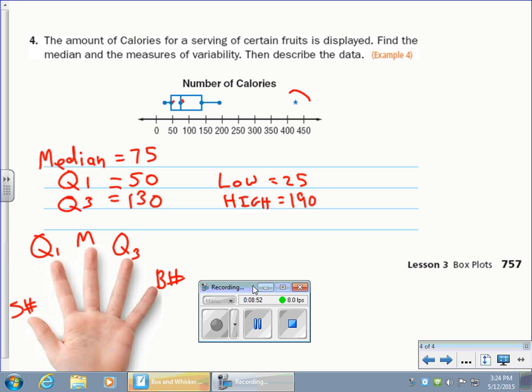Notice this star. You know what that is. It's an outlier, right? So there is one outlier. One serving had 425 calories, right? Probably something with a lot of sugar. Maybe watermelon, I don't know. All right. Anyway, that's the box and whisker plot.